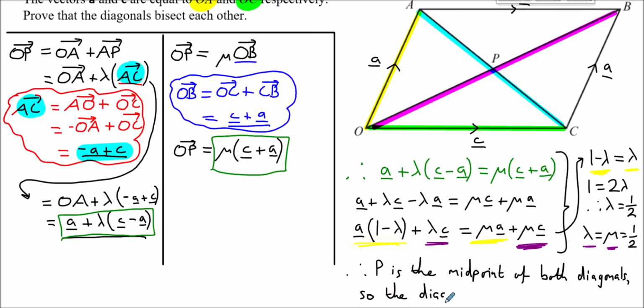And I don't know about you, I think that is quite interesting and amazing. Without even drawing a parallelogram or having to verify it with measurements, we've proven by just using abstract vector arithmetic that they must bisect each other. And we've proven it using vectors of all things. So that's question 4 completed.